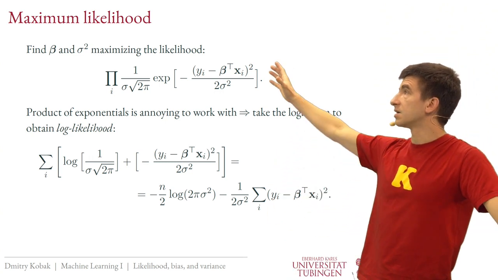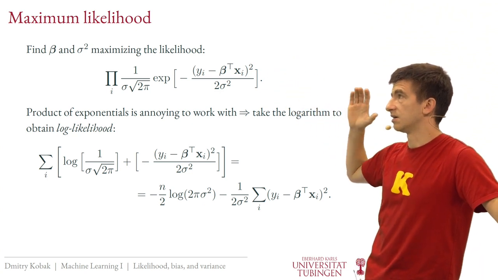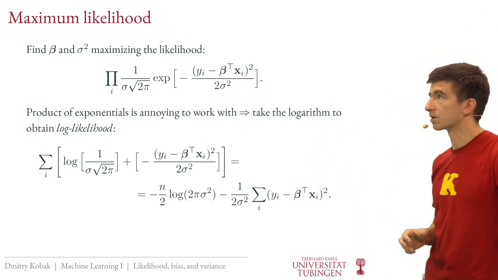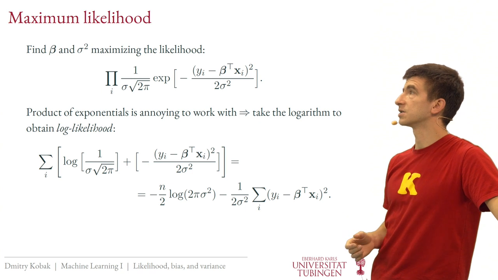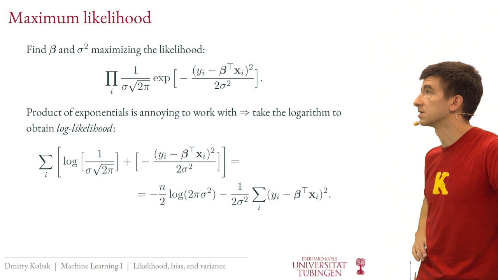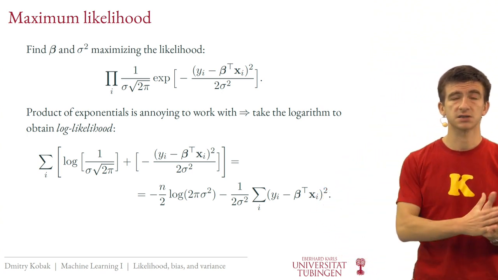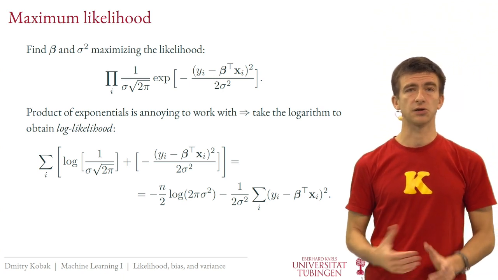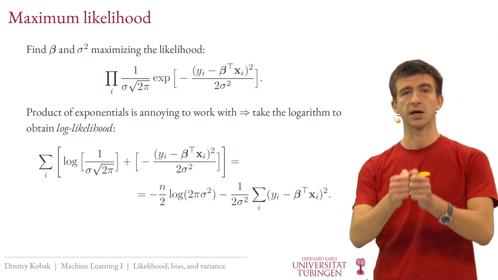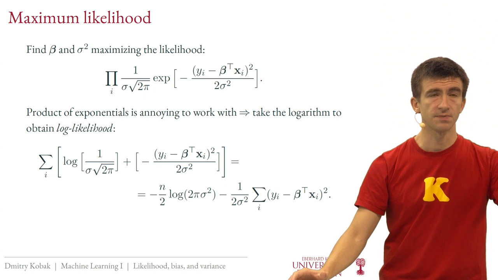So what we have up here is a big product of exponentials, and that's typically annoying and cumbersome to work with. So what very often is very convenient, especially if you're dealing with Gaussian distributions, but in fact in other cases too, is to take the logarithm of the entire thing. If you want to maximize the likelihood, you can also maximize the log likelihood. Logarithm is a monotonic function. If you maximize the logarithm of something, you will equivalently maximize that something, right? So we will just take the logarithm.